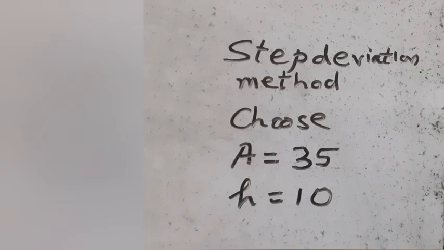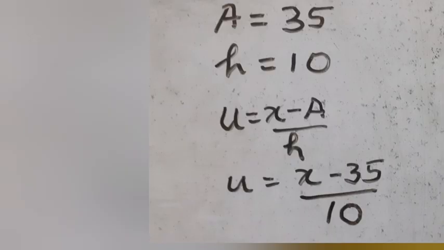Since the xi values are quite large, we use the step deviation method. We choose a equal to 35. You can also choose a equal to 45 if needed, or any other number. Here the common class interval is h equal to 10. We can choose h as any other number which divides the x minus a values.